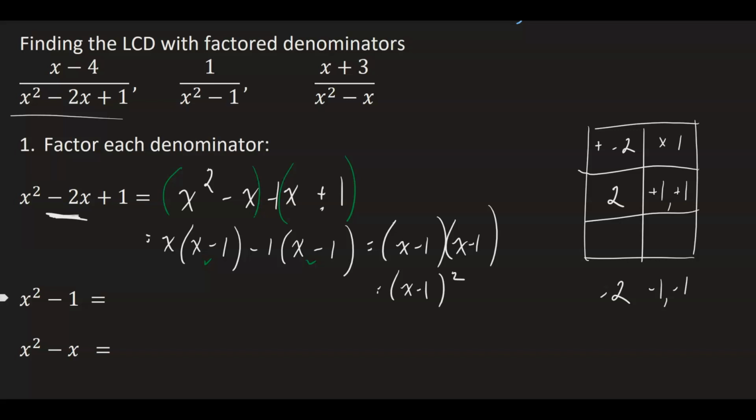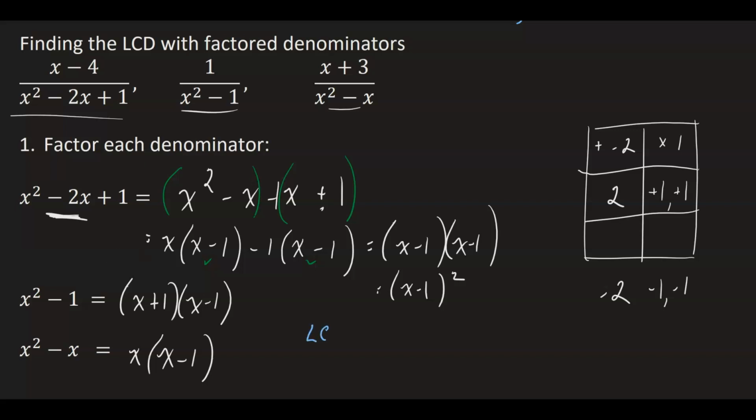Now, x squared minus 1, the next one, is actually a difference of squares, and the difference of squares factors into x plus 1, x minus 1. And the third one, x squared minus x, actually has a common factor of x, and we're left with x minus 1. So now we have them all factored, and if we take the product of each to their greatest power, it will be the lowest common denominator.